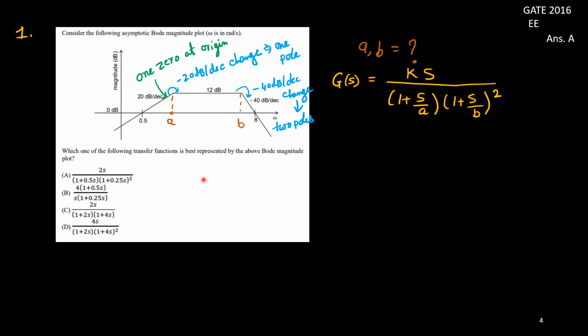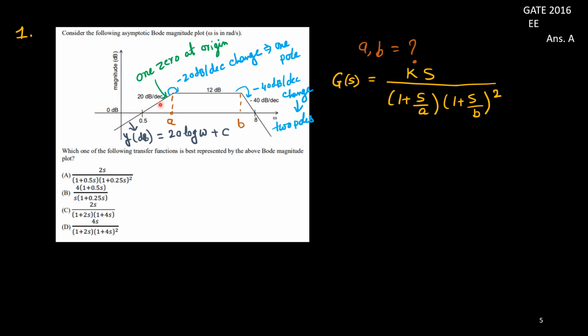Now you can see the options given. Obviously this is not true, because A should be in the numerator. B is not true. And C is also not true because the quad term is not there. So either A or D could be true. So which one, A or D, that we need to find out again. So this is the form. Now I try to find out this a and b.